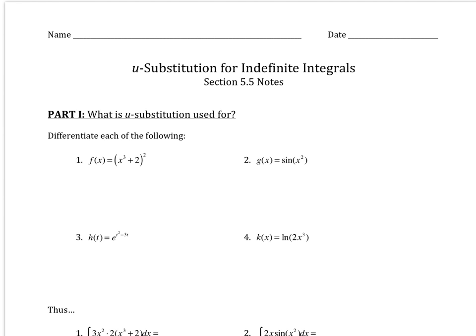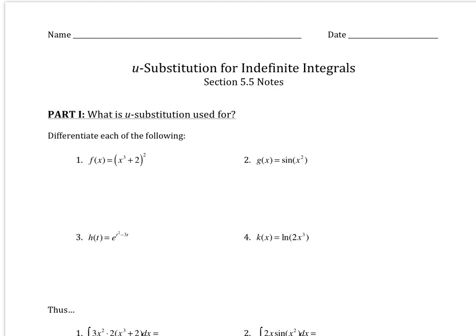I always like to say that we get differentiation rules, but integration techniques, which means you might have to try more than one integration technique before you actually evaluate the integral properly. The first of many techniques that you're going to learn is called U substitution.